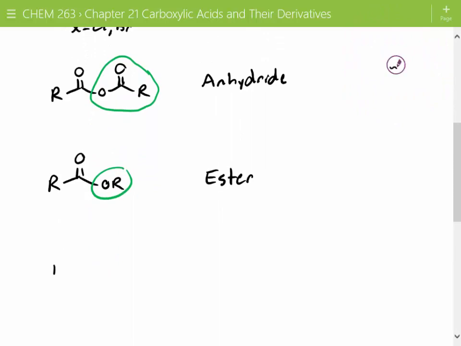And then last but not least, what's this functional group? Amide, amide, depending on what part of the world you're from.